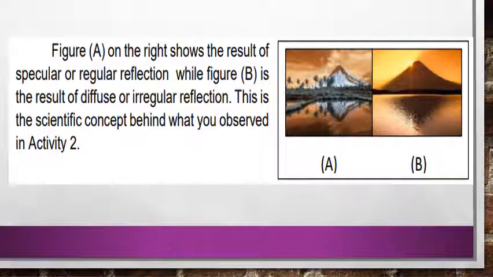Figure A on the right shows the result of a specular or regular reflection, while Figure B is the result of diffuse or irregular reflection. This is the scientific concept behind what you observe in Activity 2.